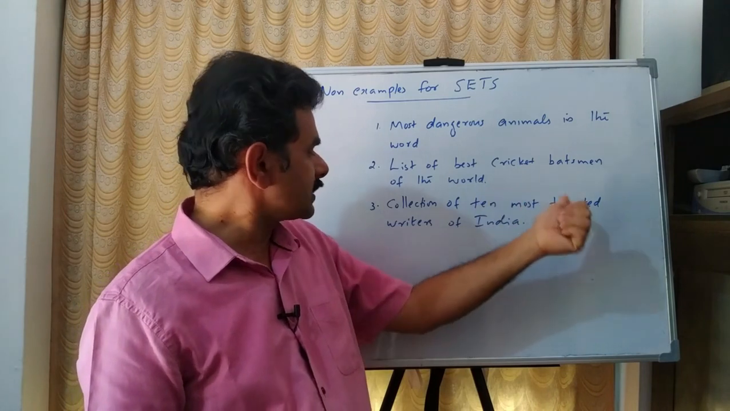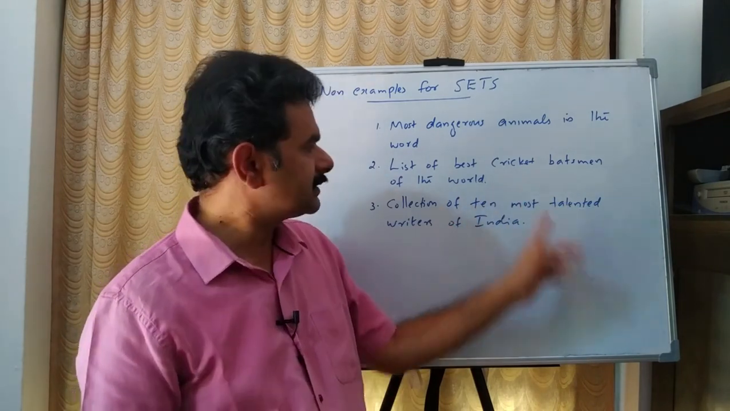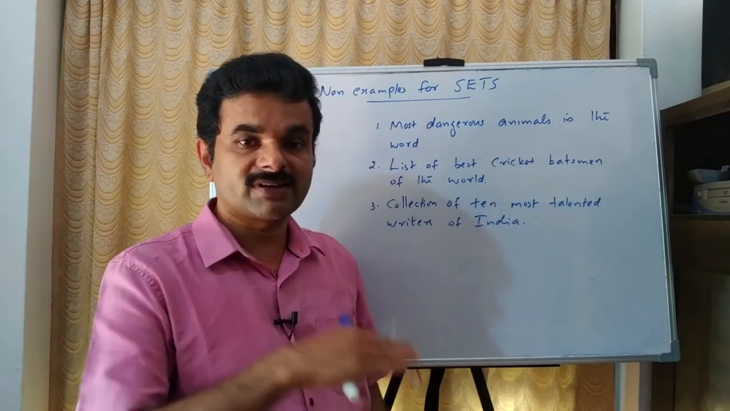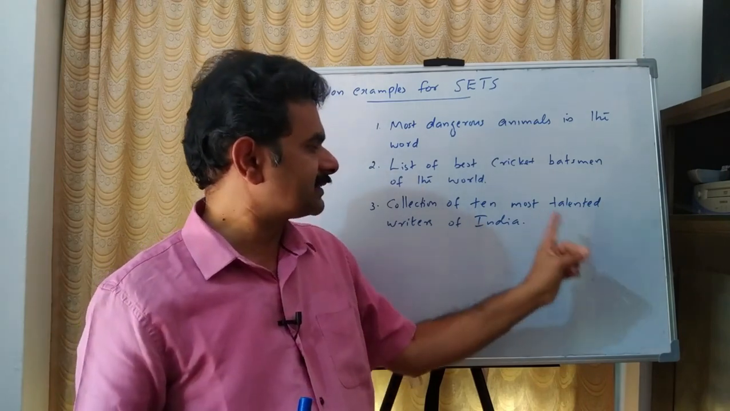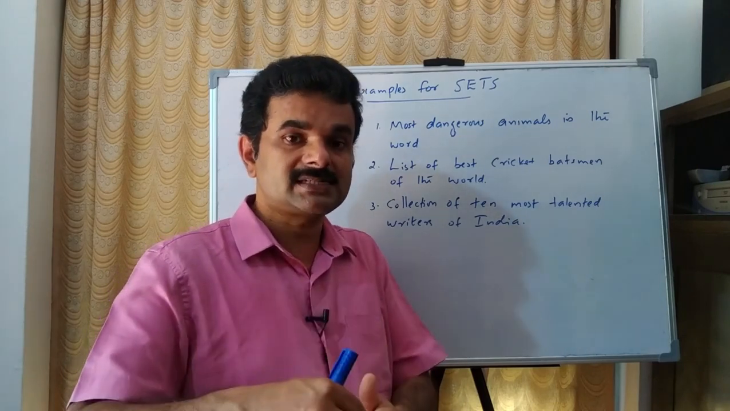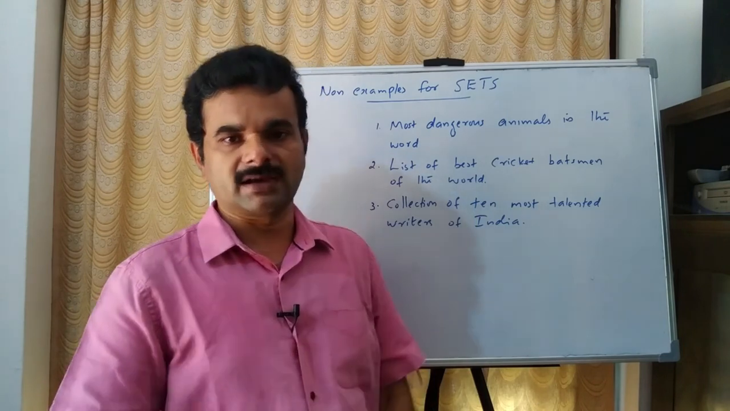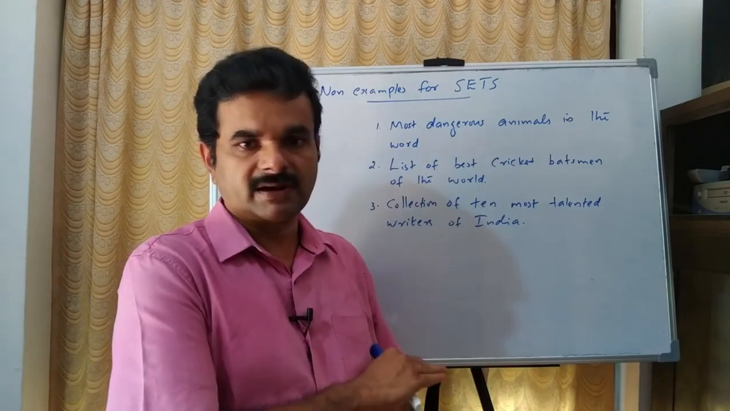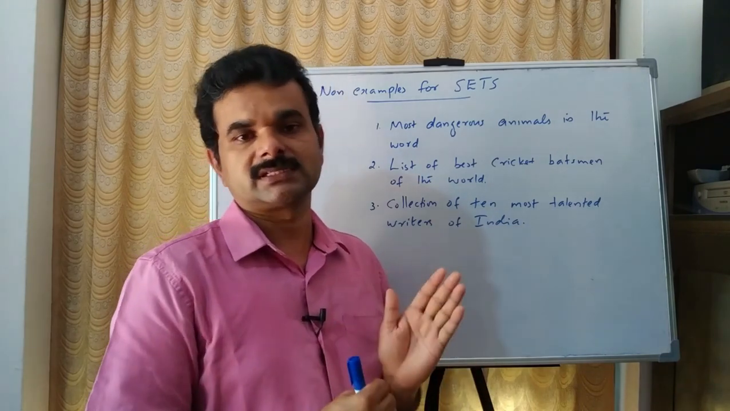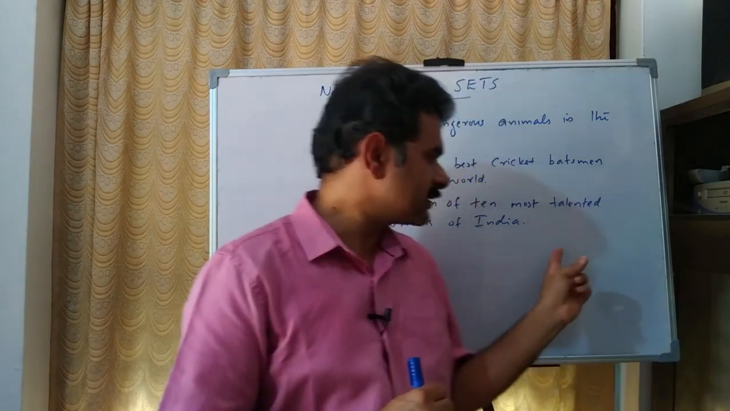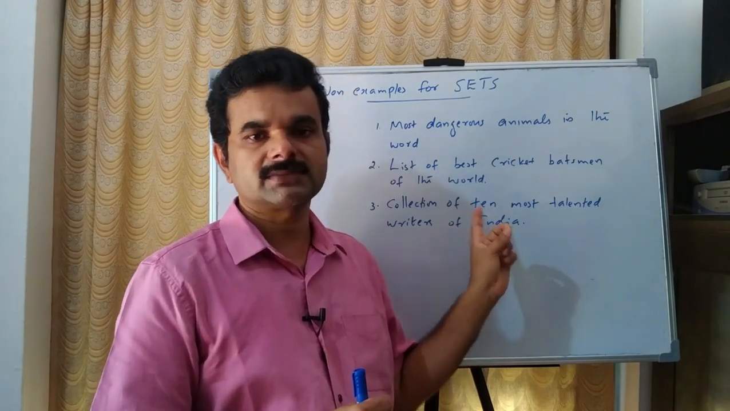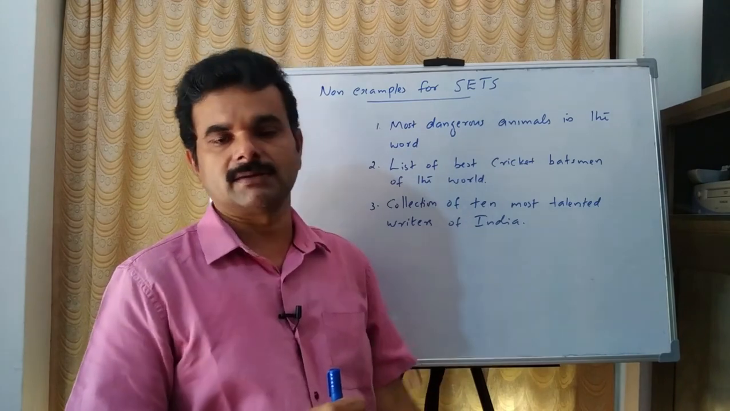Collection of 10 most talented writers of India. Same pitch, isn't it? So this is also a non-example for set. There are several talented writers in India, but selection of the best talented writers will be a task. So there will be a confusion. Confusion is not allowed while preparing sets, isn't it? So this sentence also makes some confusion regarding the term set. So these all are non-examples for sets.